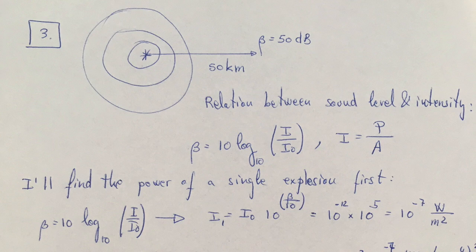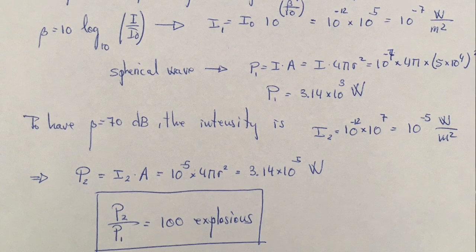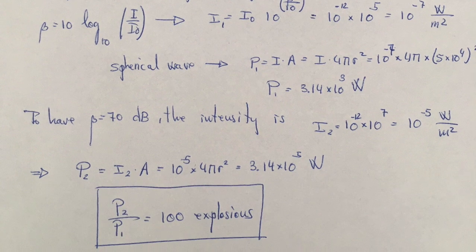If I substitute, remember that I naught is just the reference intensity of 10 to the power of negative 12 watts per square meter. So I get that the intensity of that single explosion is 10 to the power of negative 7 watts per square meter. That's a spherical wave, therefore the area is 4 pi r squared. So the power delivered by one single explosion is I times A. I substitute A by 4 pi r squared, I substitute the data, and I get that the power of a single explosion is 3.14 times 10 to the power of 3 watts.